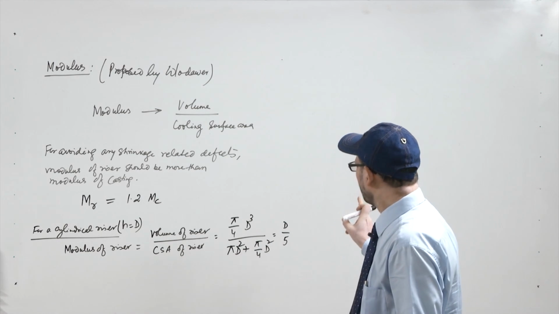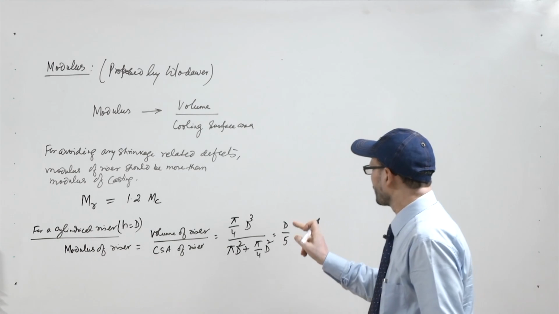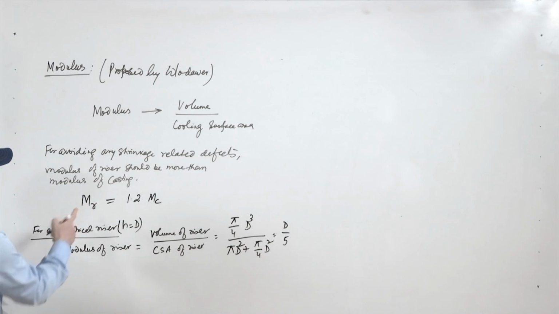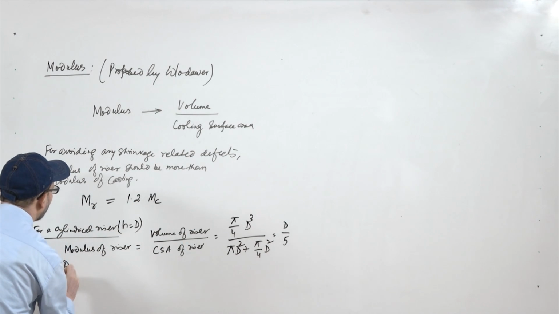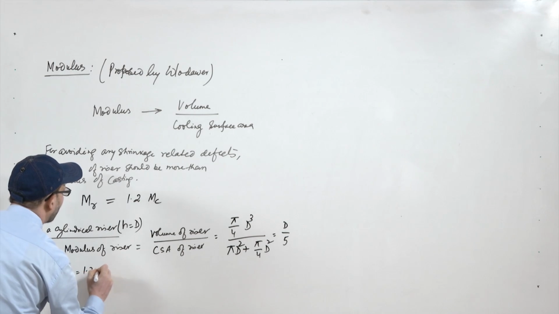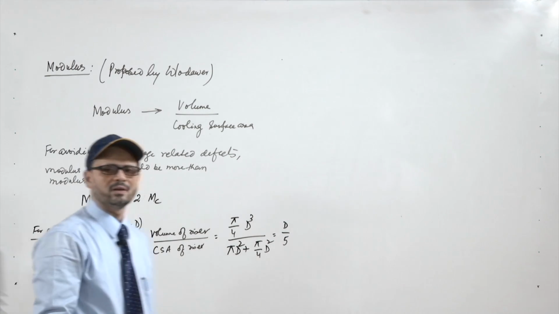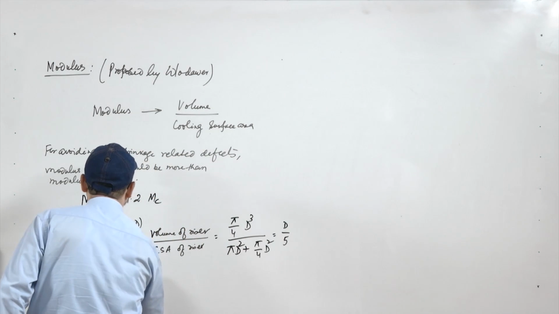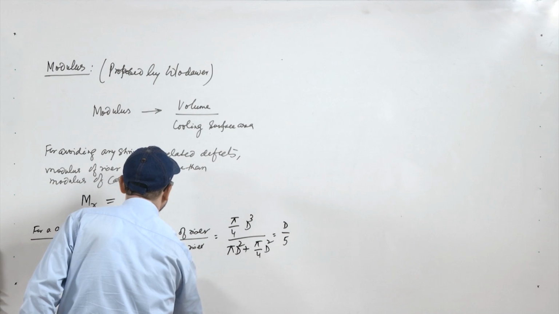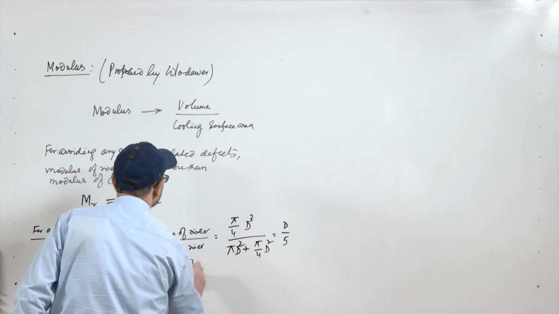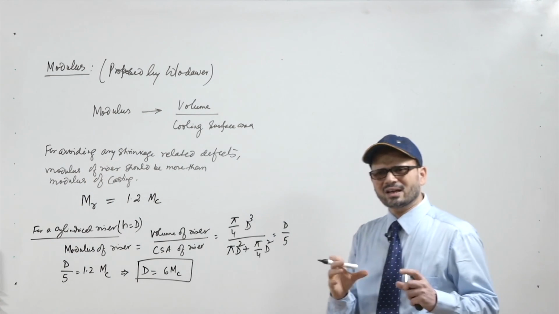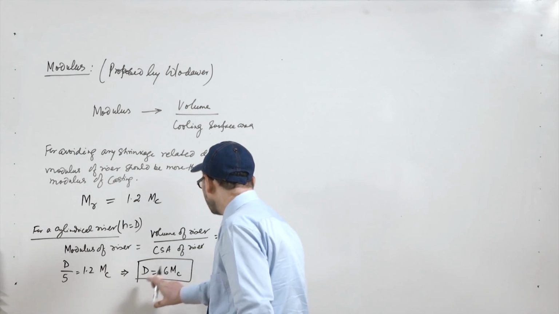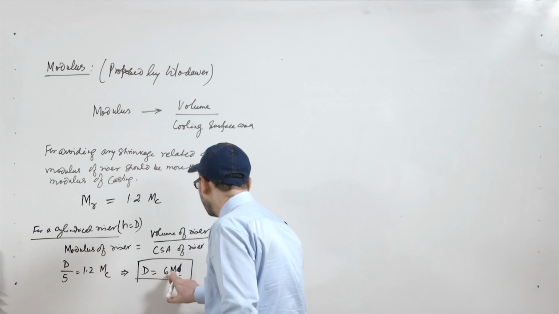Now, if you put this condition, in that case the modulus of riser comes out to be d by 5. So, d by 5 should be equal to 1.2 times the modulus of casting, m subscript c, and from there what you get is d will be equal to 6 times the modulus of casting. So, it becomes very simple to calculate the diameter of the riser, for which you have to simply multiply the modulus of casting with 6.